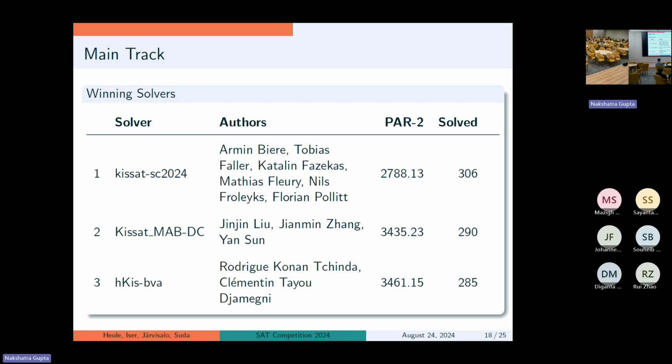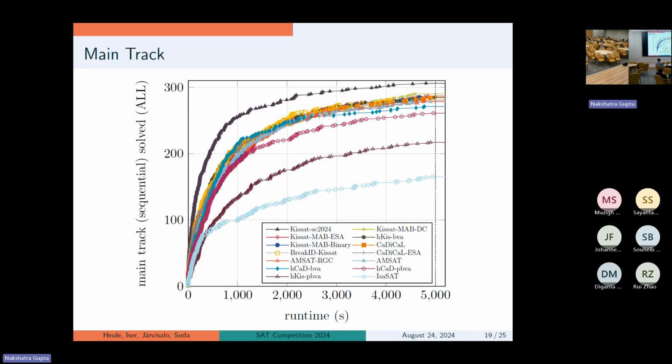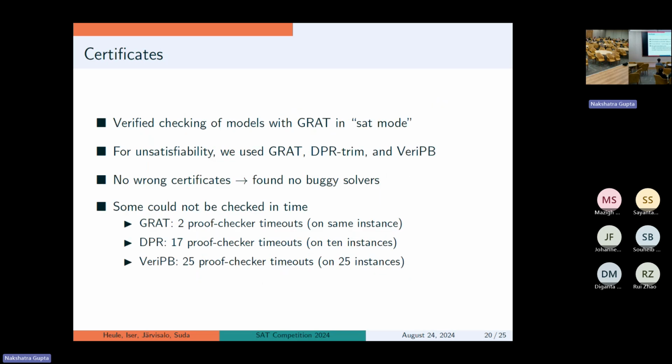Okay, so now that we know the results, you might be bored by the rest, but please stay a bit. There is some discussion. Yeah. So this time for the certificate, we had a verified checker.